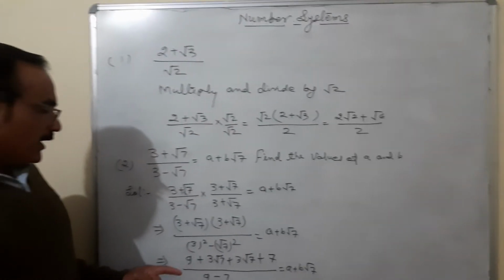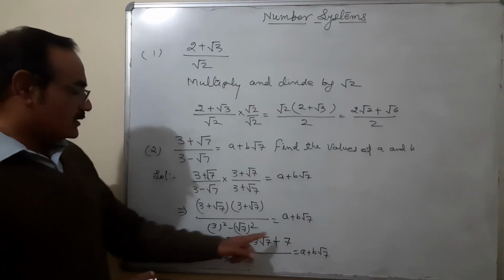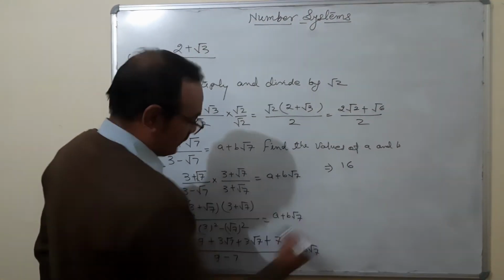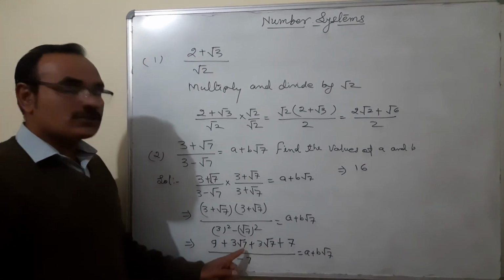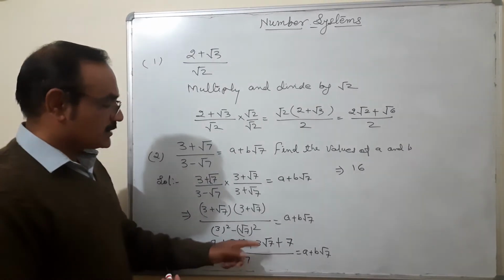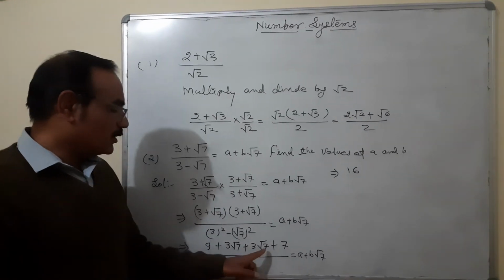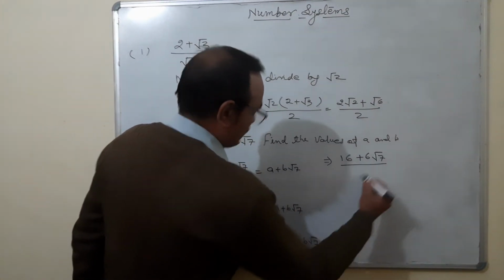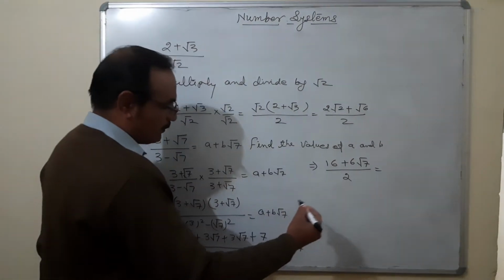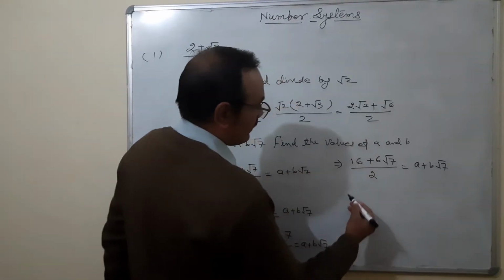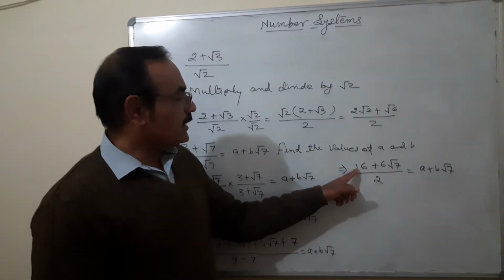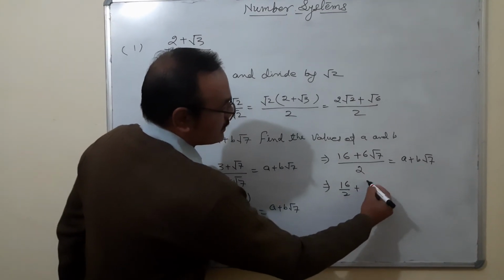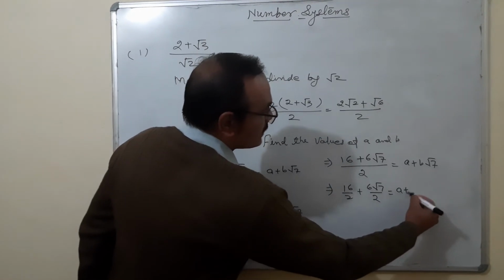After that, the like terms in the numerator: 9 and 7 are rational numbers, or we can say integers. 9 plus 7 can be added, which is 16. Irrational terms 3 root 7 and 3 root 7 are also like terms and will be added: 3 plus 3, 6 root 7. Or you can take root 7 as common, inside 3 plus 3 is 6. So it is 6 root 7 upon 9 minus 7, which is 2, equal to a plus b root 7. After that, 16 upon 2 plus 6 root 7 upon 2 is equal to a plus b root 7.